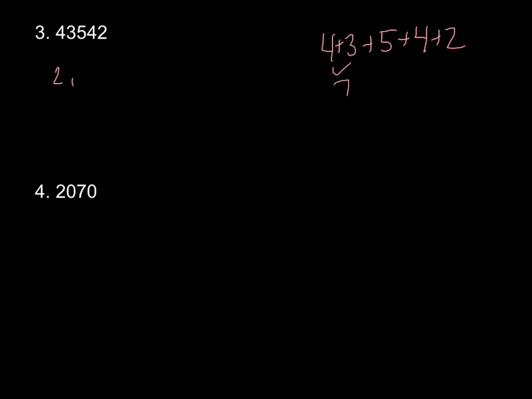4 plus 3 is 7. 5 plus 4 is 9. Plus 2. 7 plus 9 is 16. Plus 2 is 18. Man, a lot of numbers sure do add up to 18. So does 3 go into 18? Yes, it does. It goes in there 6 times, so it is divisible by 3.